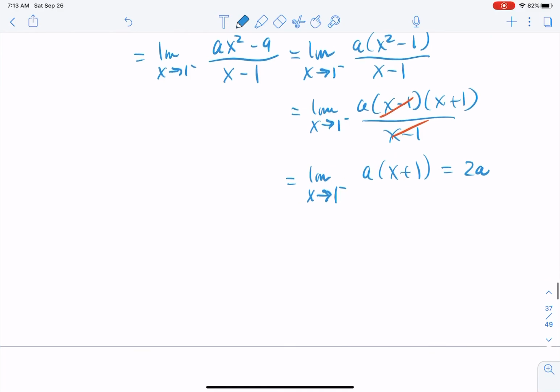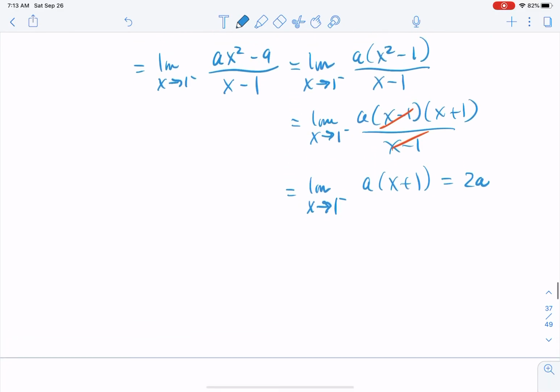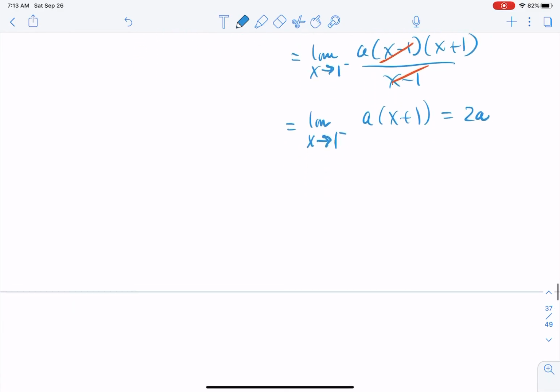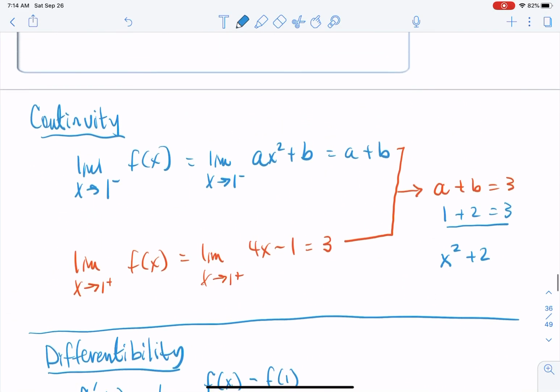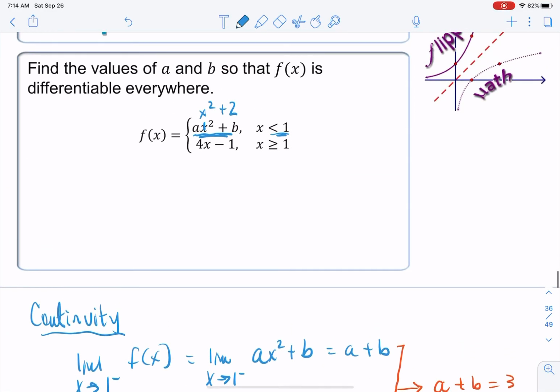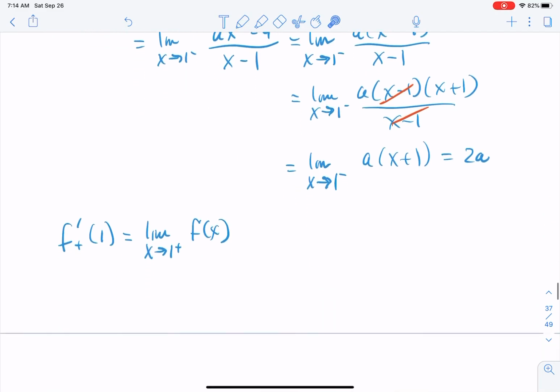Let's do the same kind of thing from the right-hand side. And you know what? We're going to shortcut that one just a little bit. F prime from the right at 1 should be equal to the limit as x approaches 1, this time from the right, of f of x. Well, it's a line. I'm not going to go through the whole limit definition of the derivative. What's the slope anywhere on this branch? It's a line, so the slope has got to be 4. So no matter what, this thing has got to be equal to 4.